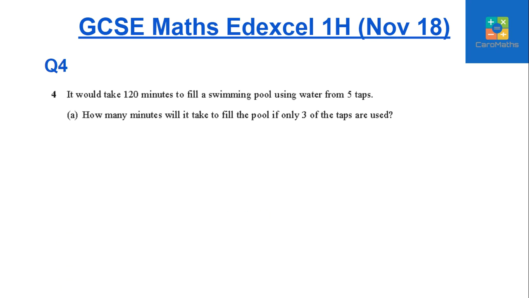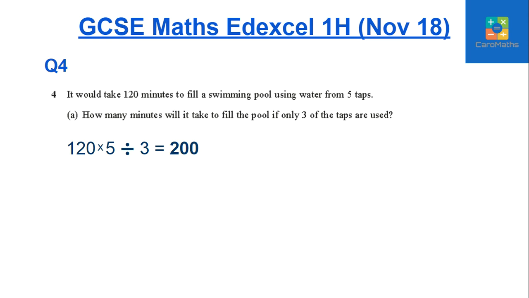Question 4. It would take 120 minutes to fill a swimming pool using water from 5 taps. A. How many minutes will it take to fill the pool if only 3 taps are used? To work that out, we take 120 minutes times 5 taps and divide it by 3 taps. And that gives us 200 minutes.